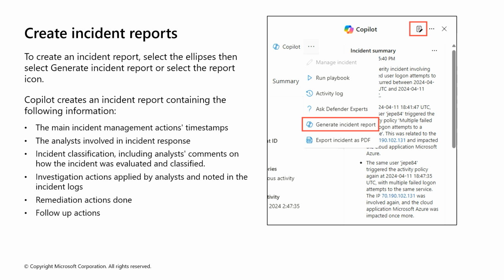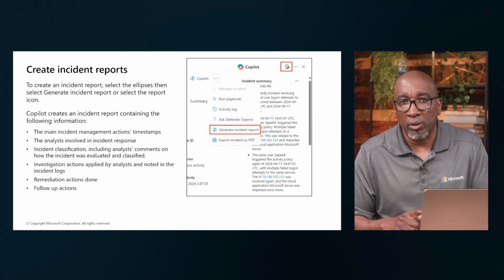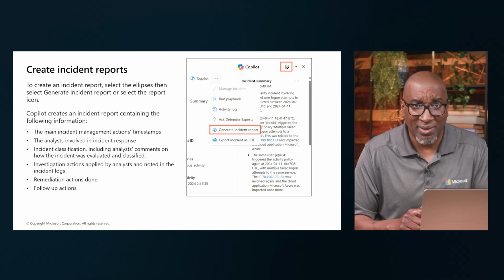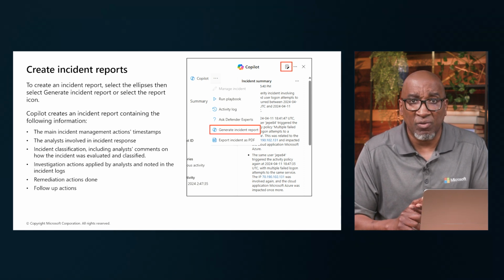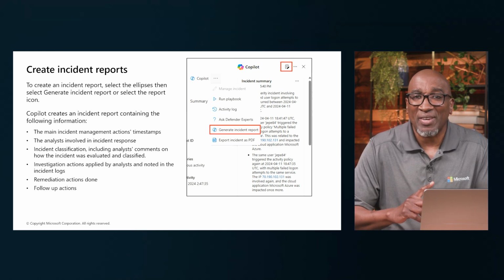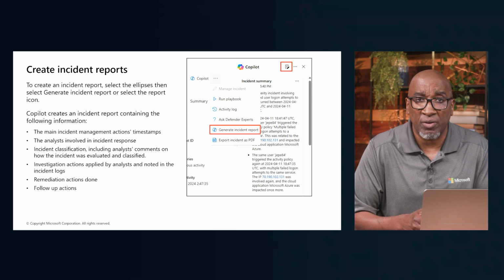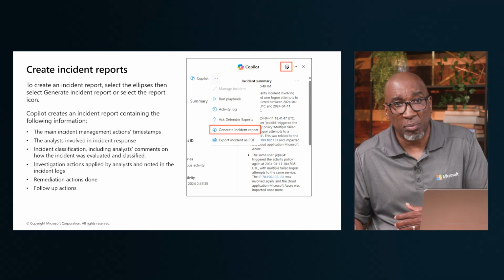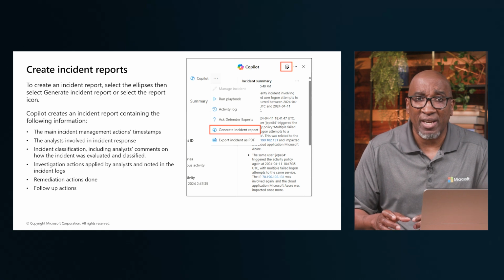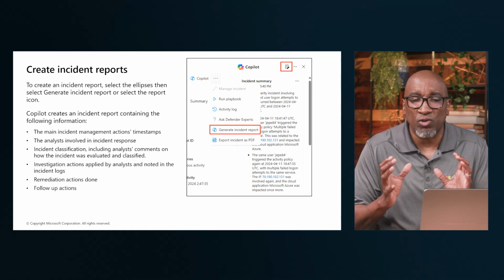Once we've evaluated all that data, what we'd like to be able to do is summarize this into a report. Being able to effectively communicate the results of the analysis is critical. To create an incident report around the data that we've collected, all we have to do is select the ellipsis next to the Copilot logo, and then select Generate Incident Report, or select the report icon. This report will include main incident management actions and timestamps, any analysis involved in the incident response, a classification and any comments on the evaluation of the incident, the investigation actions applied, any remediation actions taken, and any follow-up actions in a single summarized document.